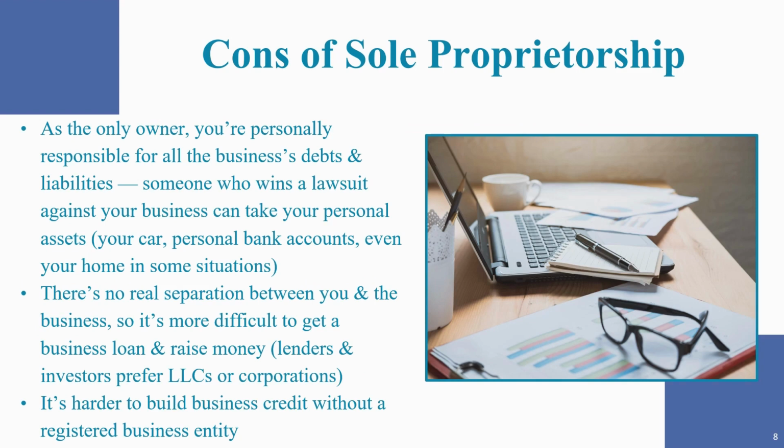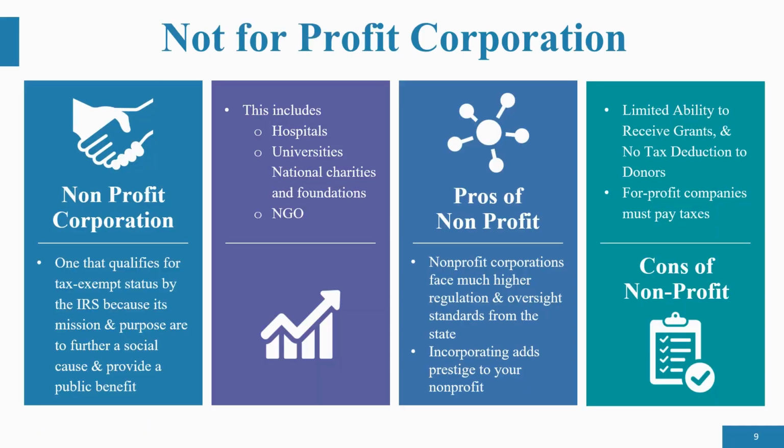Being the only owner, you're completely responsible for everything: lawsuits, debt, liability. You get all the profits, you get all the risk. There's no separation of you and the business. So it's very difficult to get a business loan or raise funding. You can't get a business credit line because you are the business. There's no separation between you and the business entity.